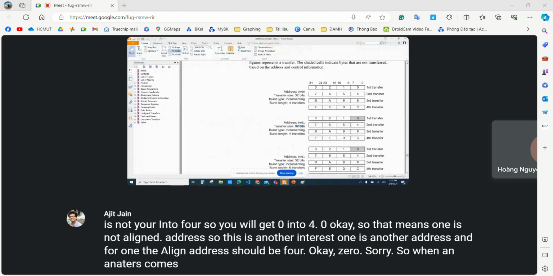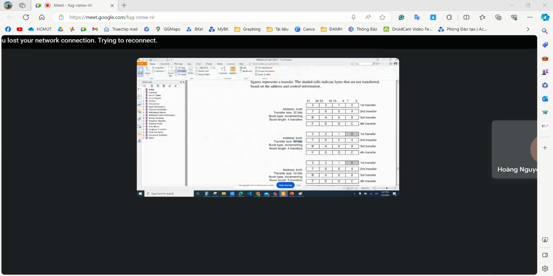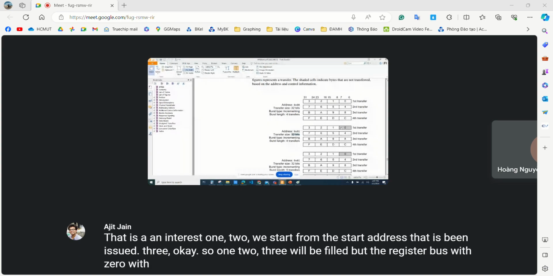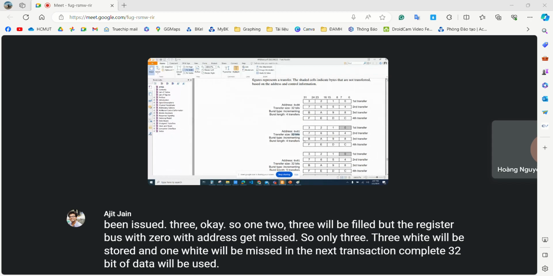So in this case, the register byte with 0th address gets missed. So only three bytes will be stored and 1 byte will be missed. In the next transaction, complete 32 bit of data will be used.